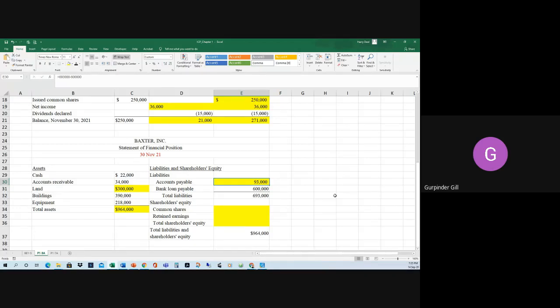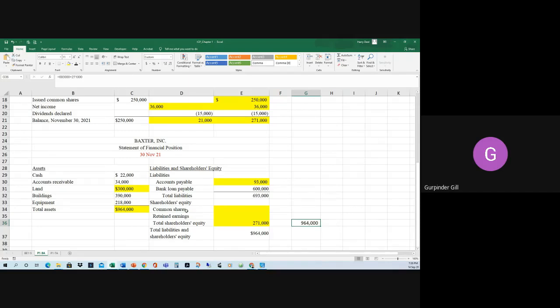So few different ways to look at it. Your total shareholders equity. Okay, so we said your total liability and shareholder equity is 964,000. Out of that number, you know what your total liability is. That means the shareholder equity must be the difference in those two, right? So 693,000 plus 271,000 should give you 964,000.